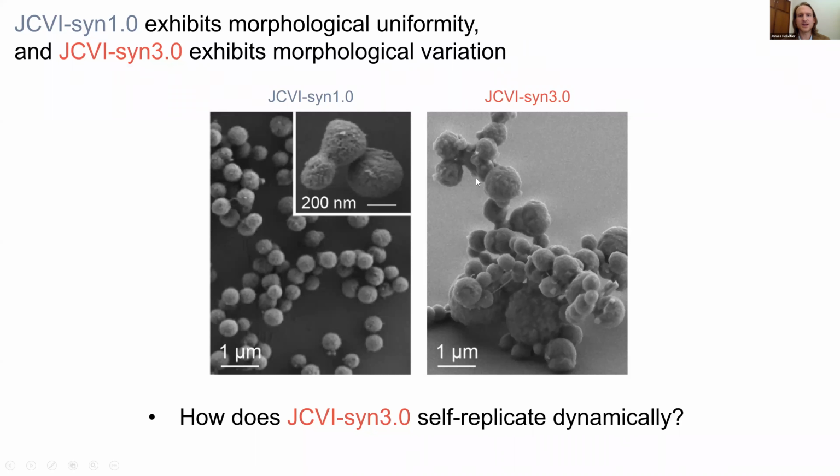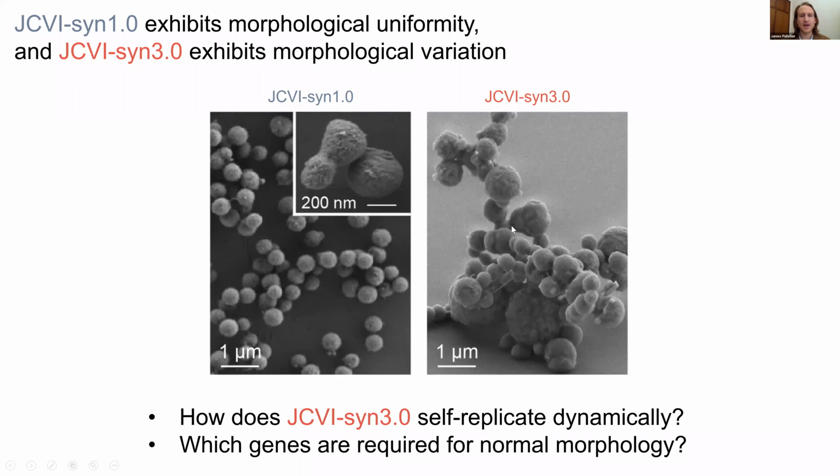They're largely connected together. Looking at these static images, a question motivating this work was: how does Syn 3.0 self-replicate dynamically? What are the movies to go along with these static images? And furthermore, which genes are required so that Syn 3.0 could recover the normal morphology and normal cell division exhibited by the wild type?